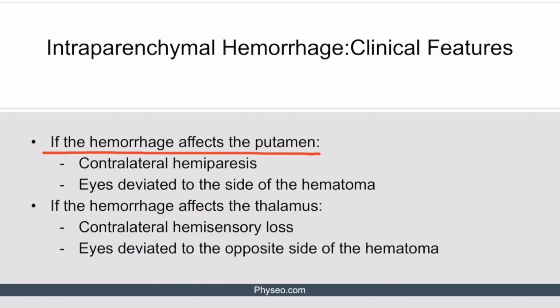Bleeding that affects the putamen can cause contralateral hemiparesis. It also causes a gaze palsy, where the eyes deviate to the side of the lesion. If the bleeding affects the thalamus, patient will present with a different set of symptoms. Since the thalamus receives sensory input, the hemorrhage will cause contralateral hemisensory loss. It can also cause a gaze palsy, where the eyes deviate to the opposite side of the lesion or hemorrhage.